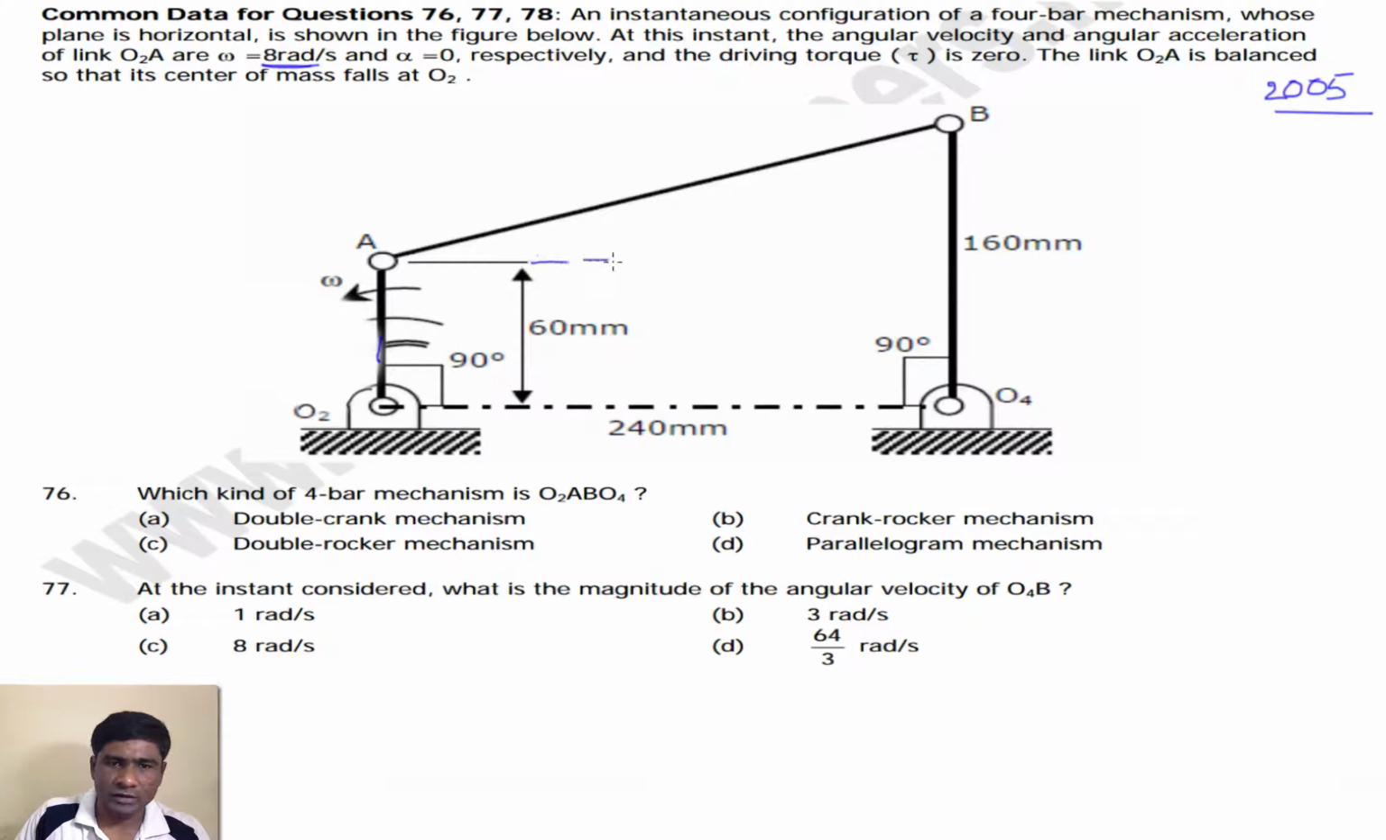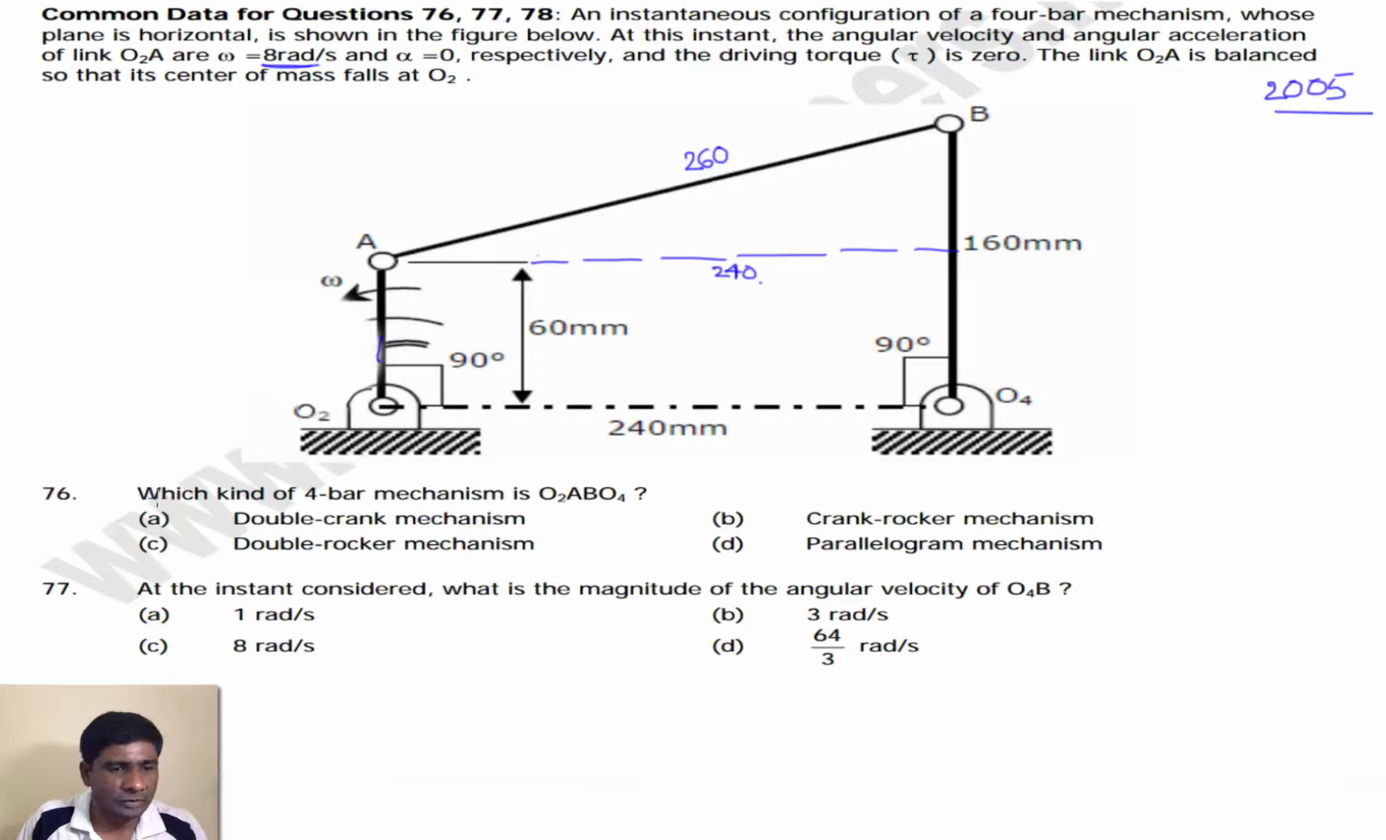Then we can calculate the length of AB. So this is 240, and this can be calculated using Pythagoras theorem. That is the square root of 240 square plus 160 square, which comes around 260 mm, 260 mm.